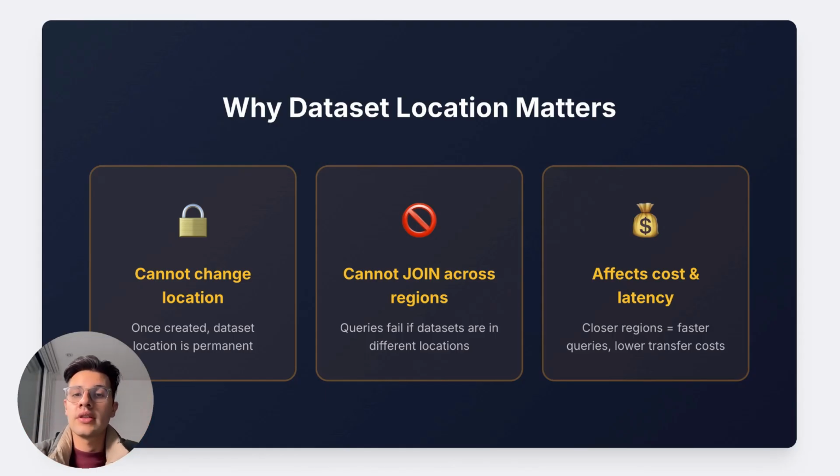And finally, this is important because dataset location affects cost and latency. Depending on where you're going to execute your queries, you should pick the closest dataset location, so that way you have faster queries and also lower transfer cost. I'll give you an example. Let's say you are in San Francisco and you pick a dataset in Sao Paulo. That's really far. So since you are doing queries in San Francisco, your queries will be delivered slower and the transfer cost for sending the data from Sao Paulo to San Francisco will be higher.